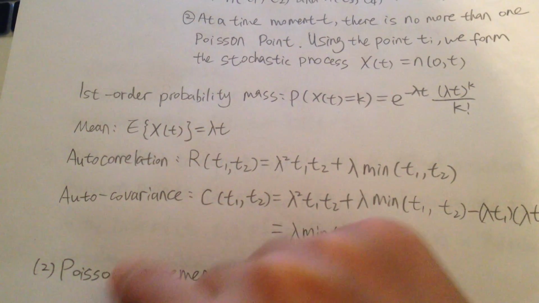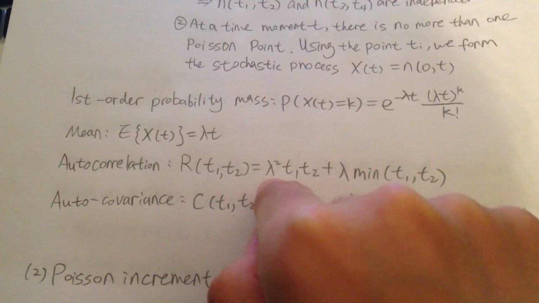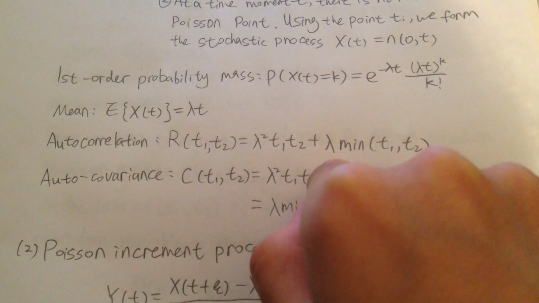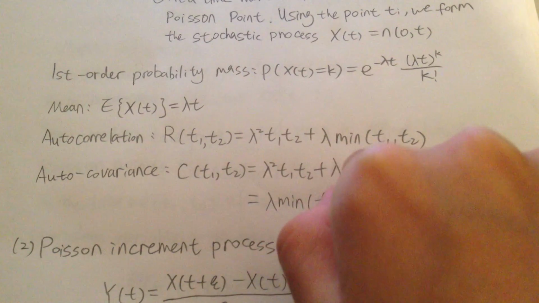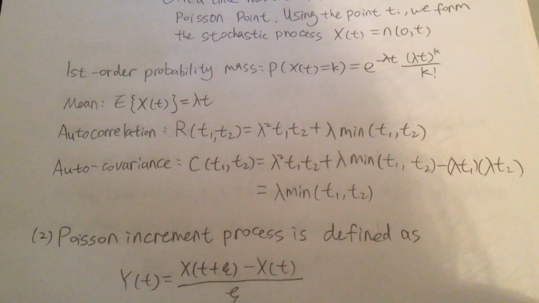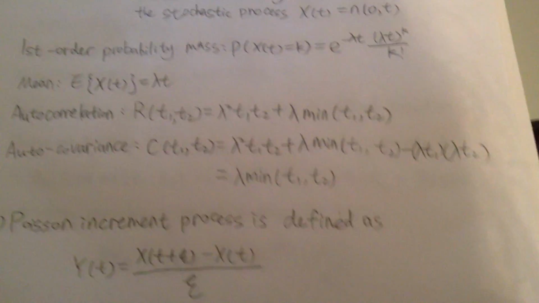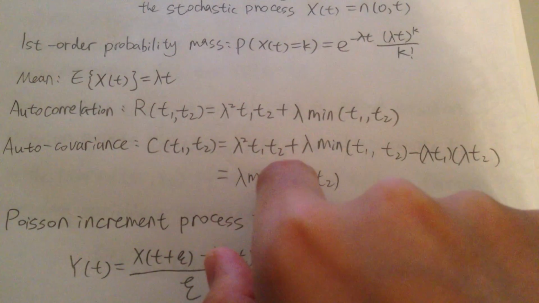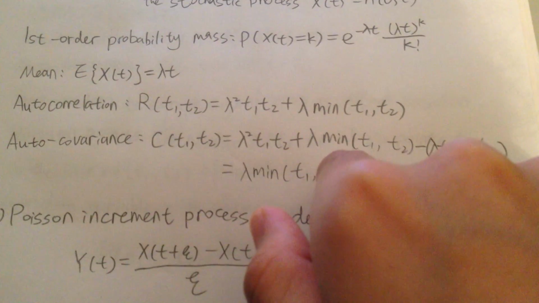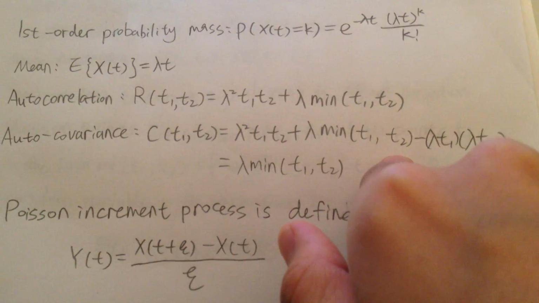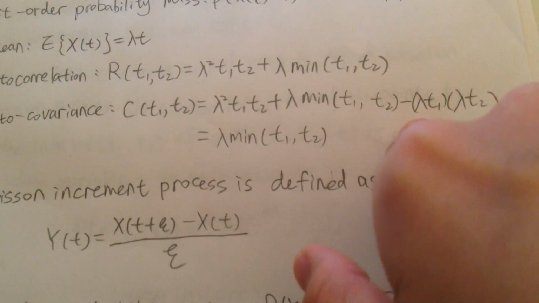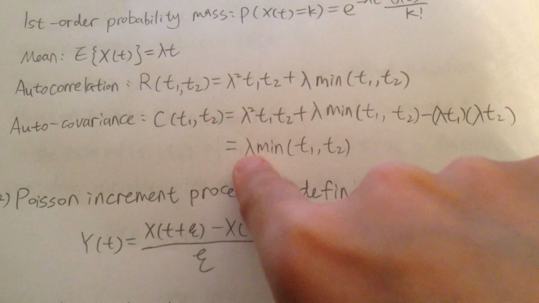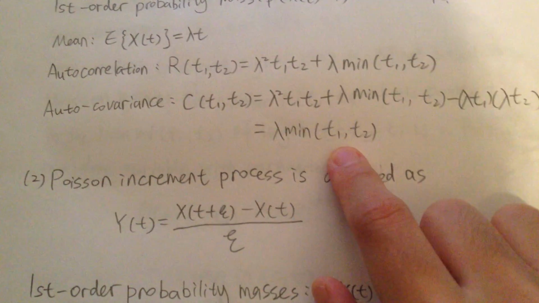The autocorrelation of a Poisson process equals lambda squared times t1 t2 plus lambda times the minimum value of t1 and t2. The autocovariance of a Poisson process equals lambda squared times t1 t2 plus lambda times the minimum of t1 and t2, minus lambda t1 times lambda t2, which equals lambda times the minimum value of t1 and t2.